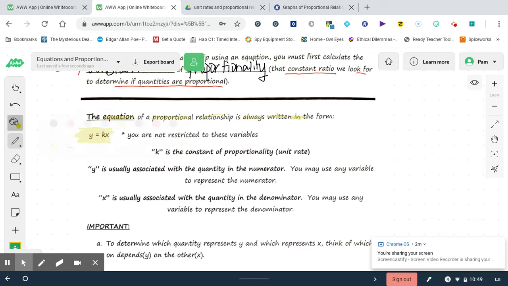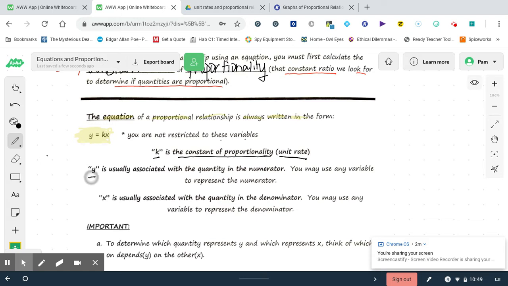All right, so with that being said, let's talk about what these values are. It says you are not restricted to these variables. You don't have to use y, k, and x. You just have to know what they each mean. But for our purposes, we're going to stick with y, k, and x, so you're not confused. So k is your constant of proportionality. Basically, it's going to be that unit rate, what you get when you take the two quantities and divide. So your k is your constant of proportionality, or your unit rate.